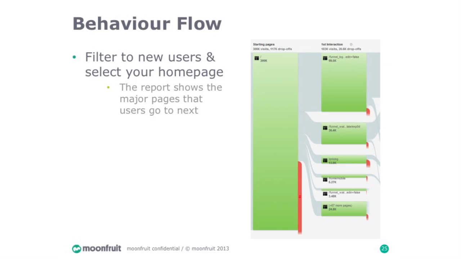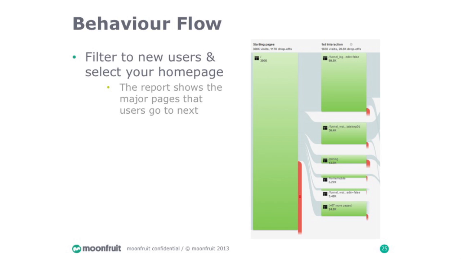And this is what the behavior flow report is for. Again, this can be found in behavior flow. What you really want to do is go to this report, filter it to new users like we've been doing pretty much throughout all these reports, and then just click on your home page. So again, just slash.